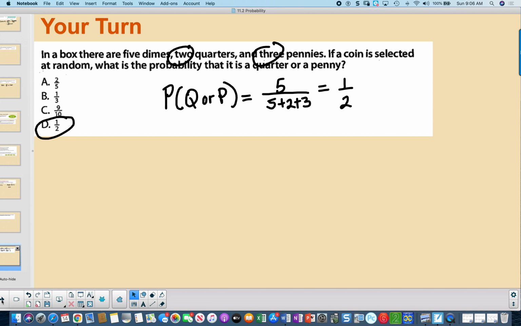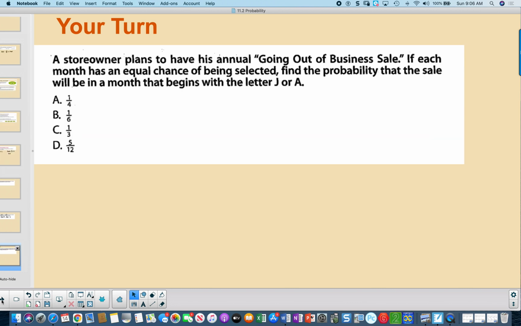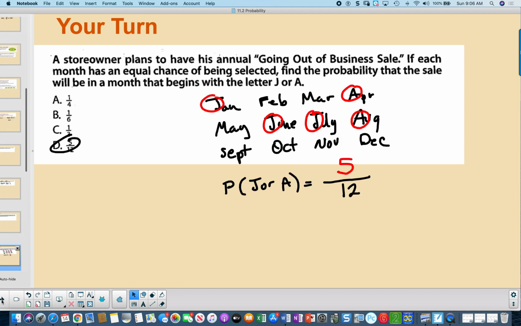And here's the answer. There are 10 coins altogether. 5 of them are favorable, and so the answer is 1/2. Pause. And here's the answer. I circled all of the favorable months out of 12 months, and so that would be the answer.